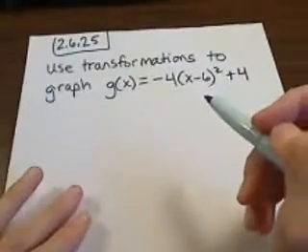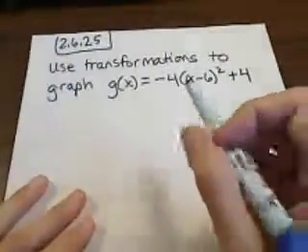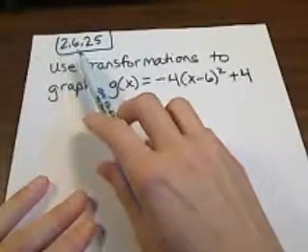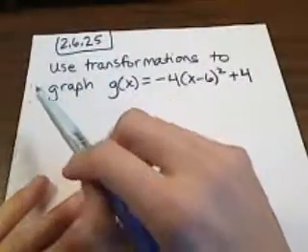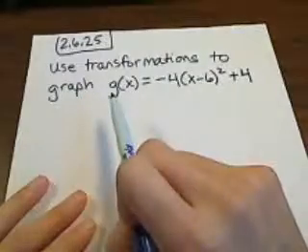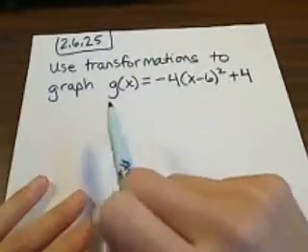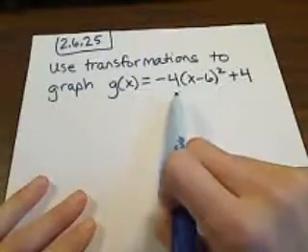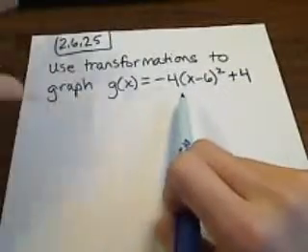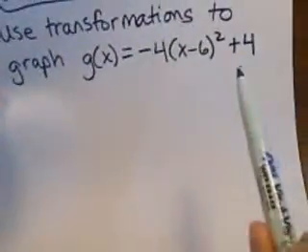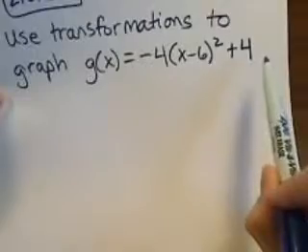Okay, so here's a problem that was asked over email again. It's out of section 2.6 and question 25. And the directions ask us to use transformations to graph this function right here, g of x equals -4 times (x minus 6) squared, and then plus 4.